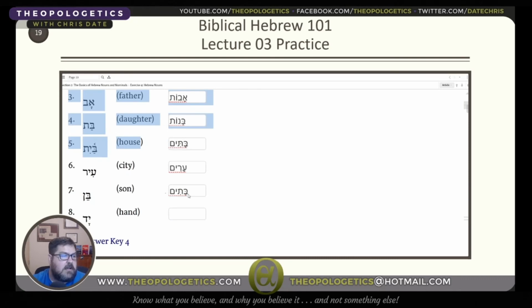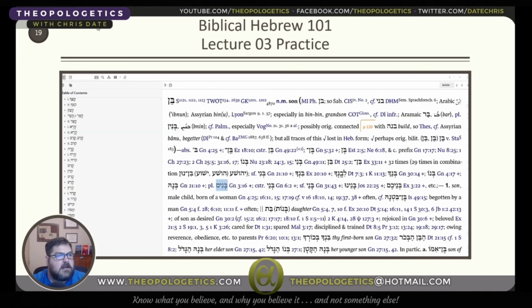And that's why it's irregular, because you don't just slap the ending on. You change the tsere to a comets, banim. Right? Man, Logos is slow sometimes.